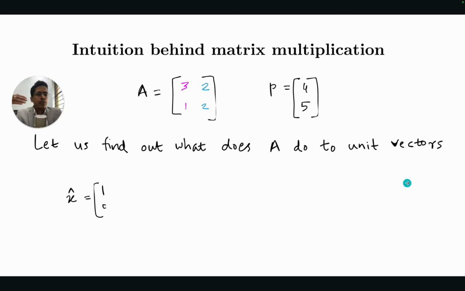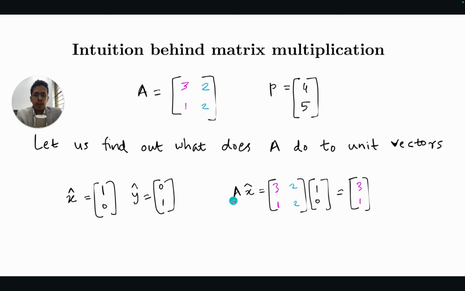Before going into that, let us see what the matrix A does to the unit vectors themselves, because any vector P in the xy plane, we saw earlier, can be represented in terms of the unit vectors x cap and y cap. So let's see what happens to the unit vectors first. If you multiply unit vector x, A times x cap, is [3, 2; 1, 2] multiplied by [1, 0]. The calculation is easy. It's 3 times 1 plus 2 times 0, that is 3. And 1 times 1 plus 2 times 0, that is 1.